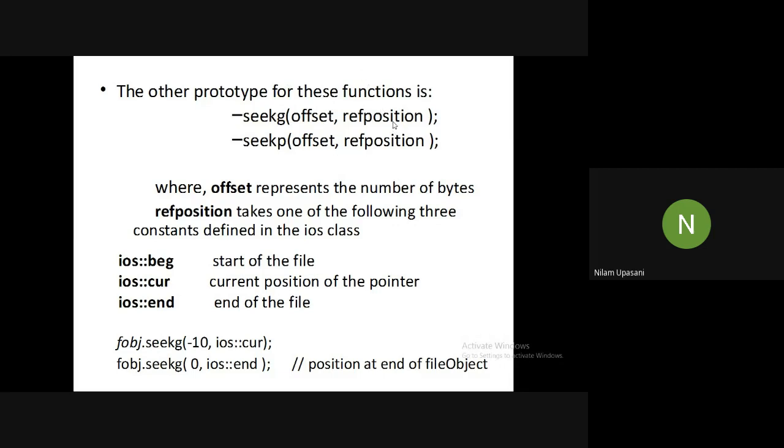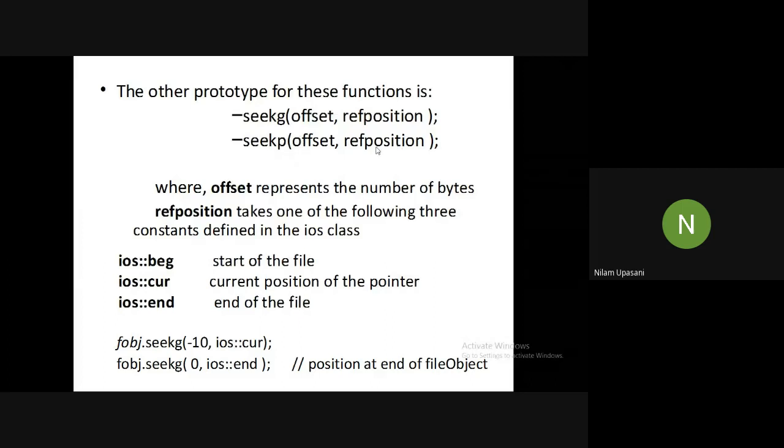And how many reference positions are possible? Obviously three only. Either from the beginning you want to move, from the end, or from the current position. Beginning, end or current position. So these are the three reference positions. These two inputs you can give to either SIGG or SIGP based on whether you want to perform the read operation or write. If you want to read, use SIGG; for a write operation, you can use the SIGP command.